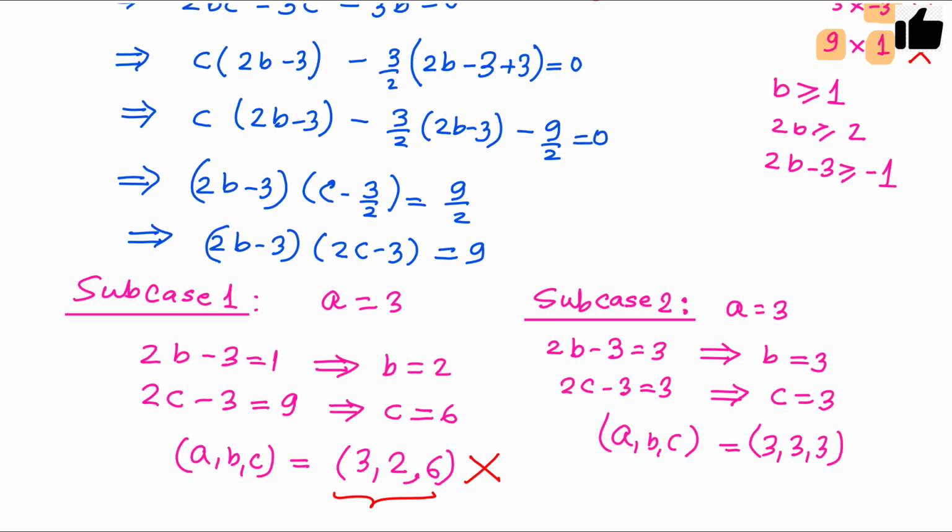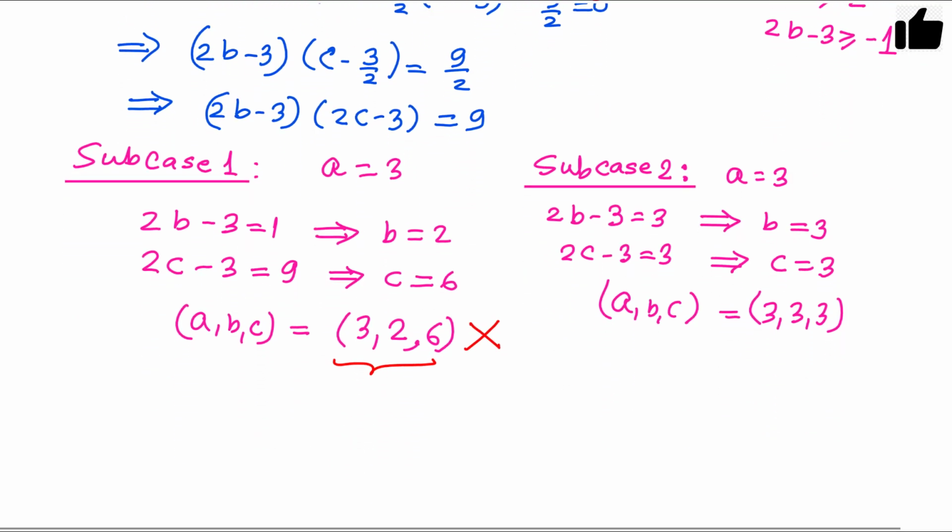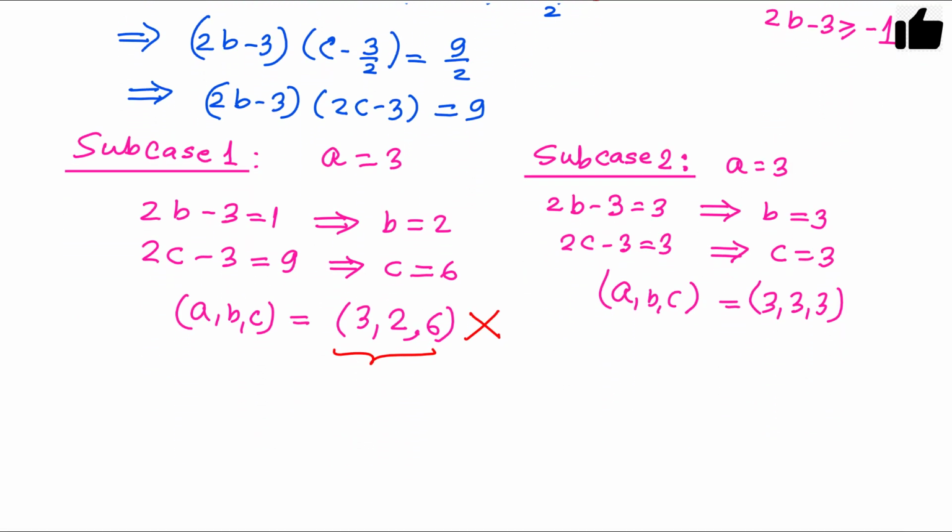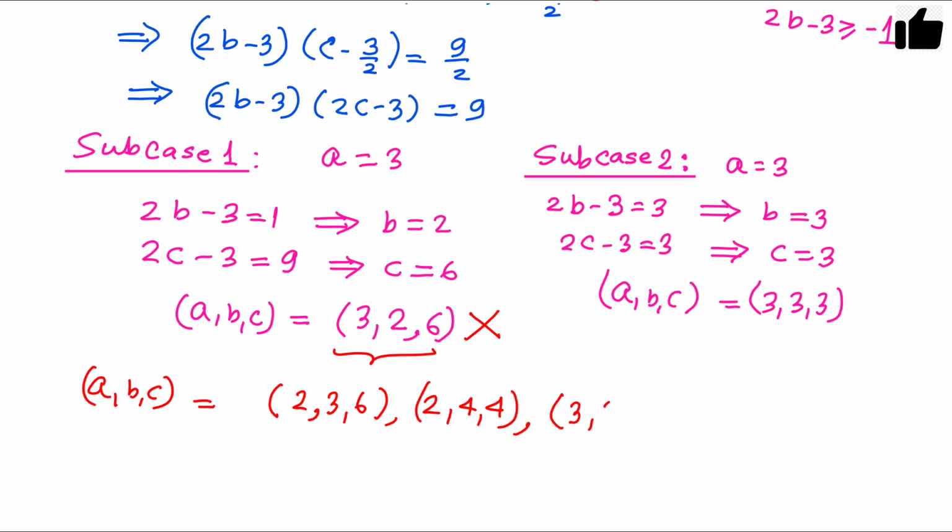So in total we have three solutions. Two solutions correspond to A is equal to 2, and those solutions were 2, 3, 6 and 2, 4, 4. And one solution for A is equal to 3, that is 3, 3, 3.